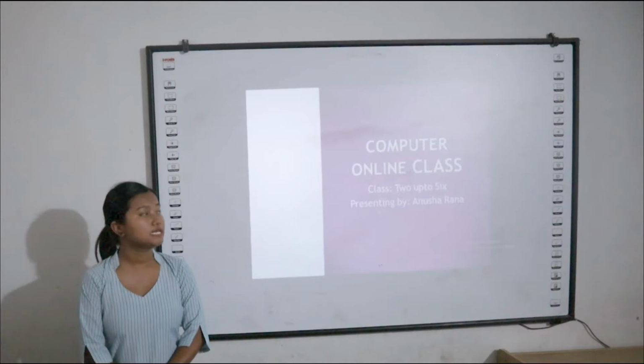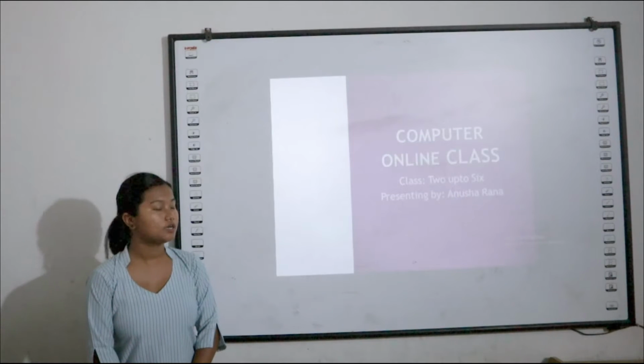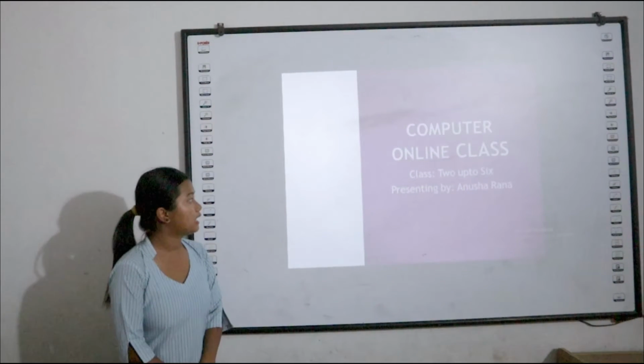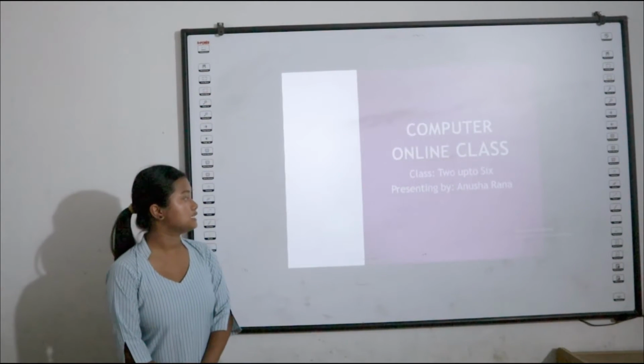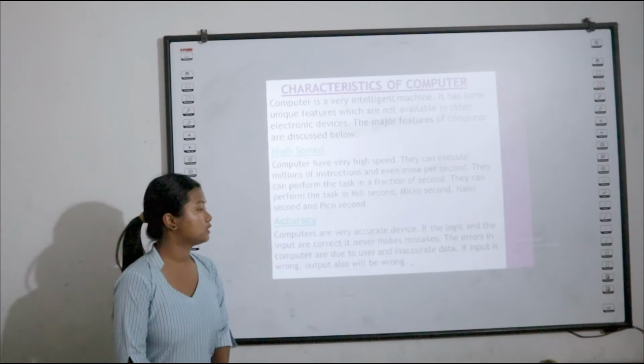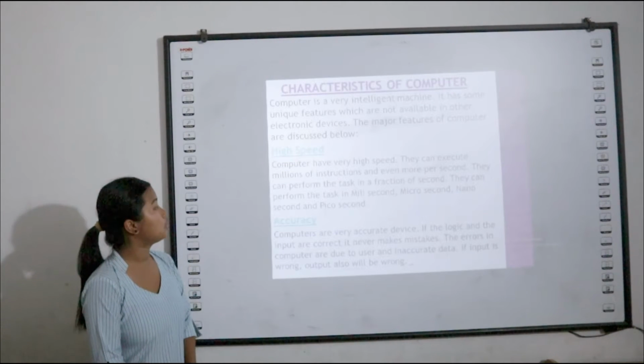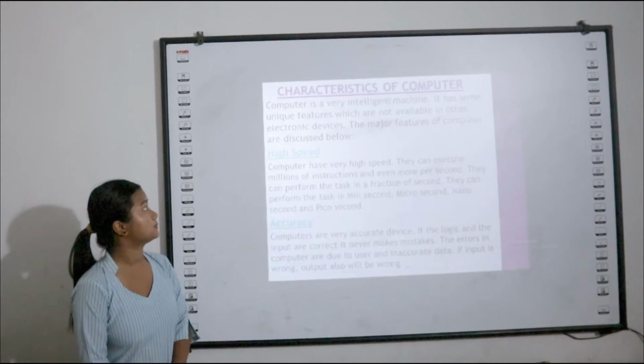Today we are going to study about the computer. It is the online class for class 2 up to 6. Now we are going to our topic. Our topic is characteristics of computer.